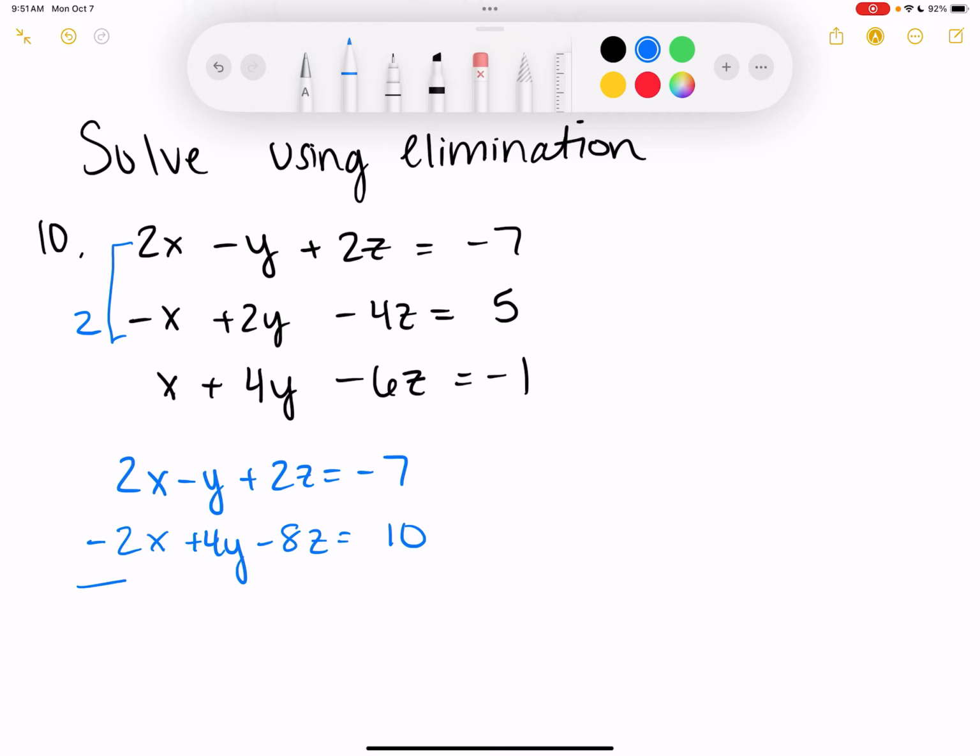You didn't do anything to the first one. Correct, the first one's just copied exactly. Sometimes we do have to multiply both, but this one, fortunately, we did not. So in this situation, x is getting canceled. I have 3y minus 6z equals 3.